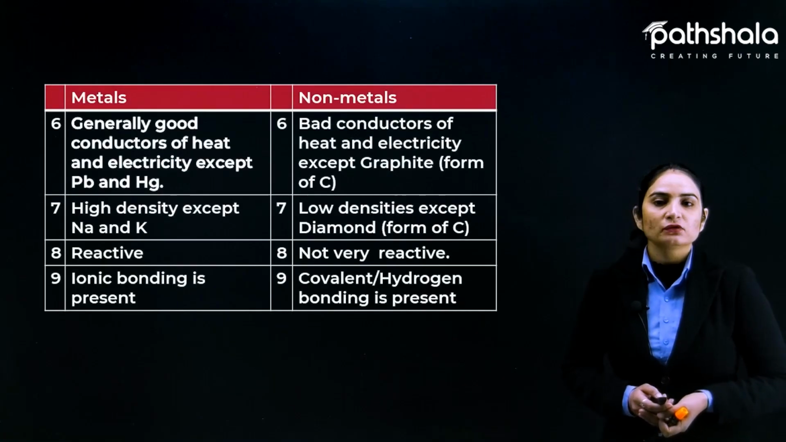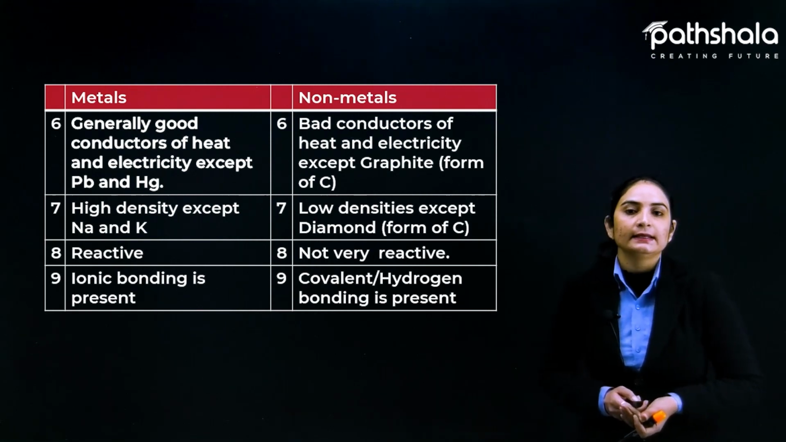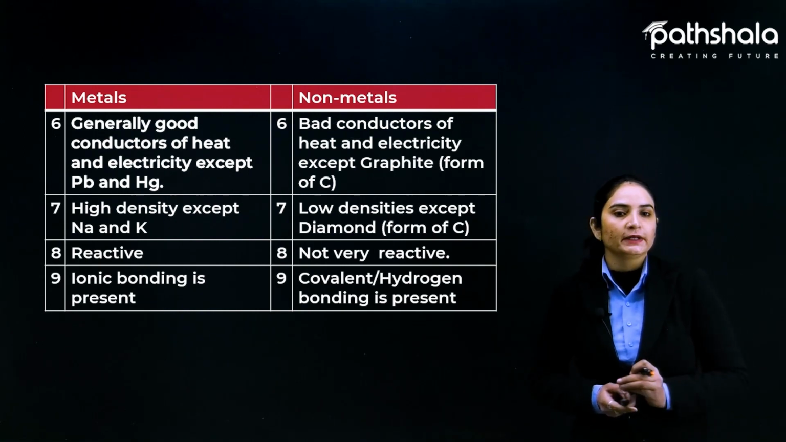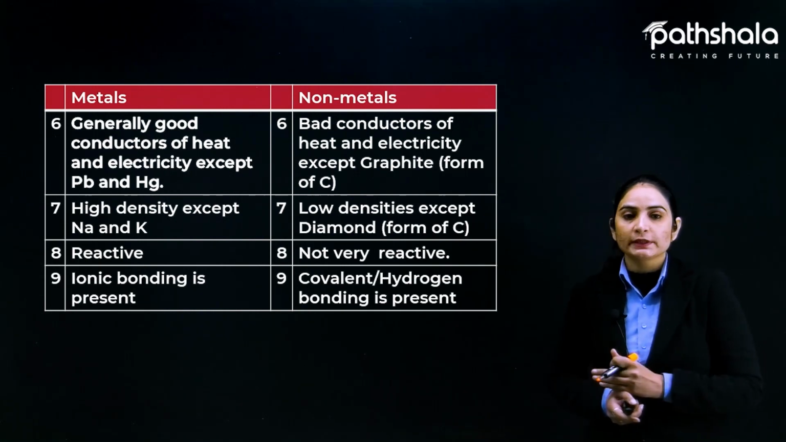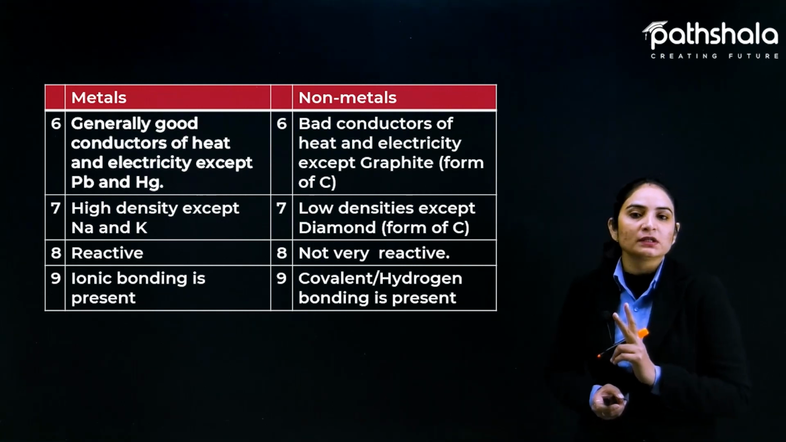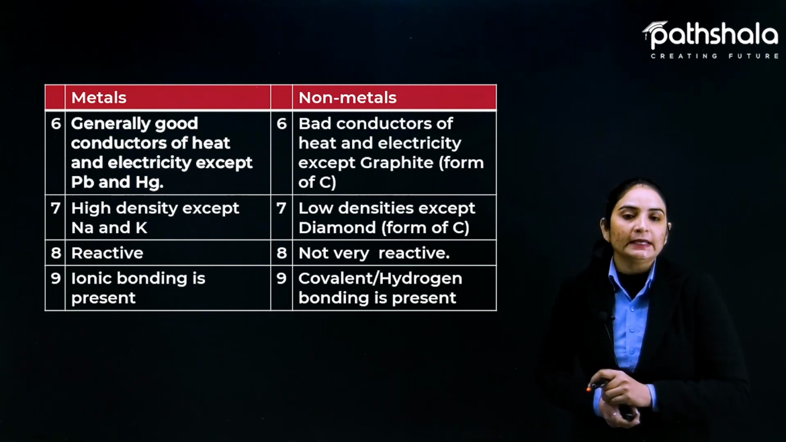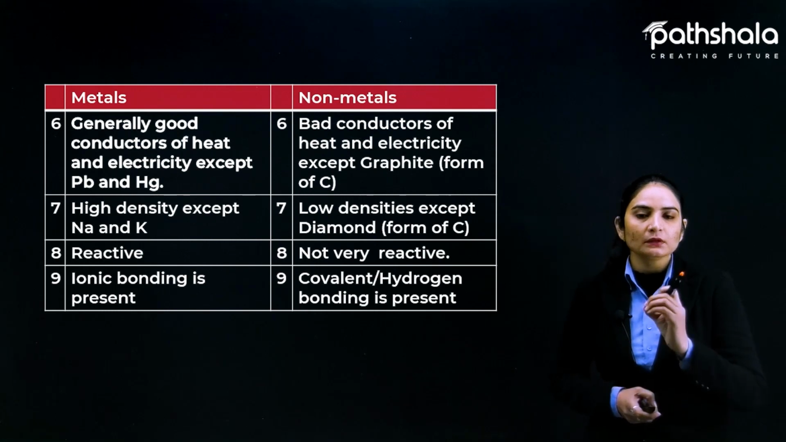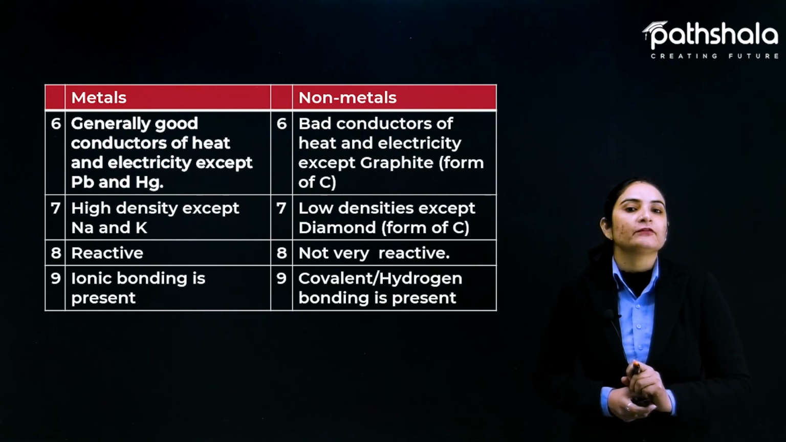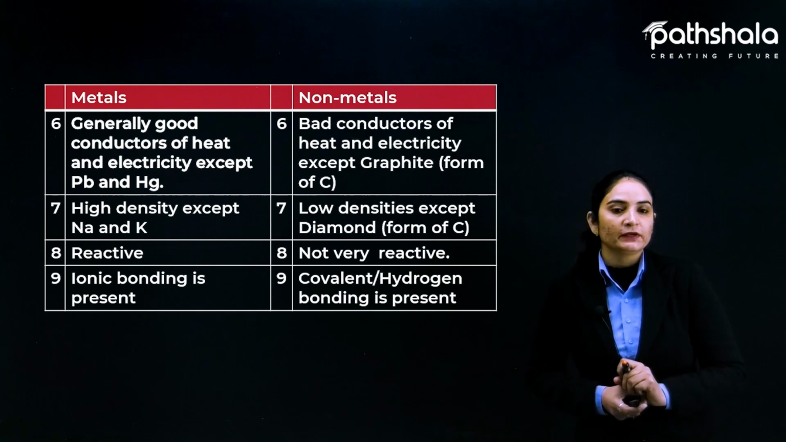Fine. Another difference between metal and non-metal is that metals are generally good conductors of heat and electricity except lead and mercury. Metals are good conductors of heat and electricity because we have done this in the experimental setup before this. But two metals which are not that good conductors of electricity and heat are lead and mercury. Fine. And non-metals are considered to be bad conductors of heat and electricity except graphite. Graphite is a form of carbon which is not a bad conductor of heat and electricity.